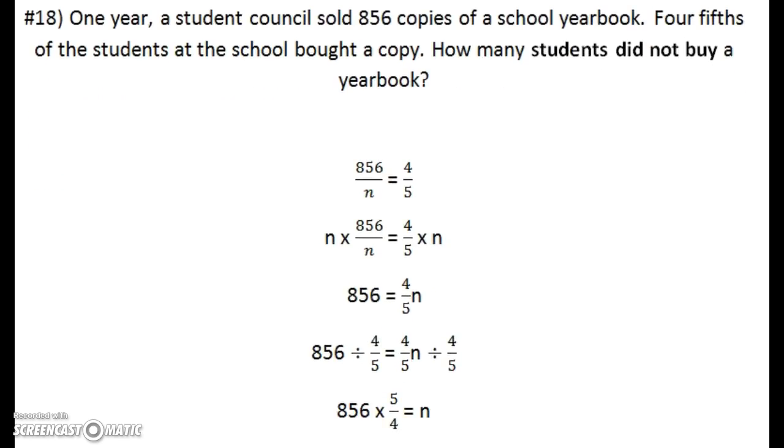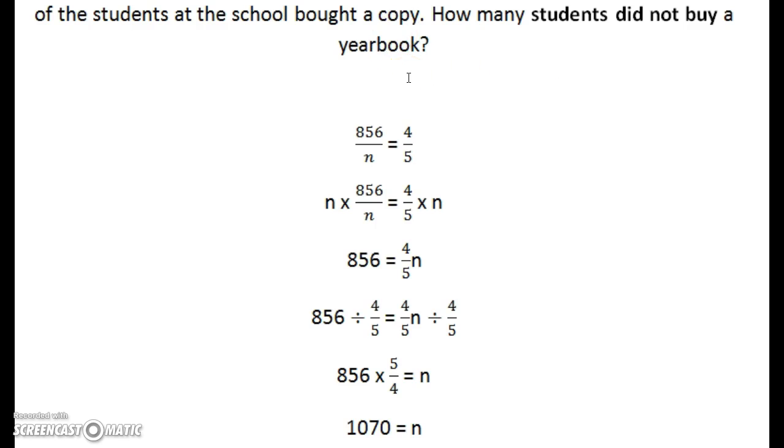So we're going to look at the equation now. 856 again represents the number of copies of a yearbook that were sold. N is a variable here. N is a variable that represents the number of students in the school, since we need to determine how many students are in the school before we can determine how many students did not buy a yearbook. 4 again represents the 856 copies that were sold. 5 again represents the total number of students in the school.